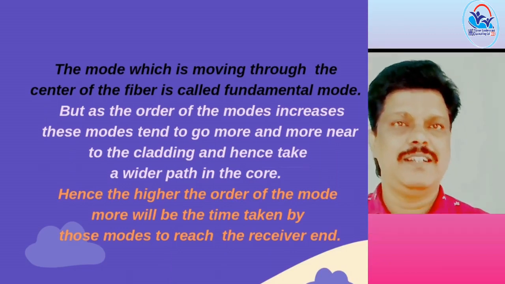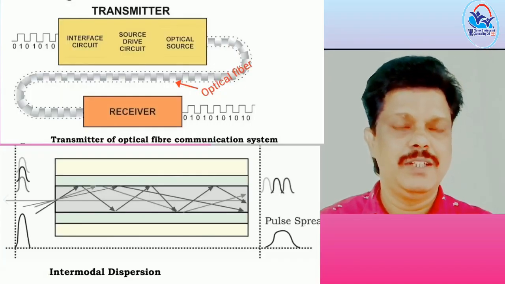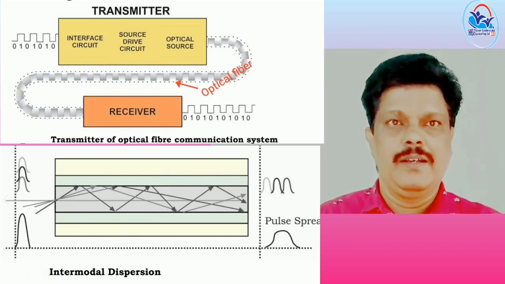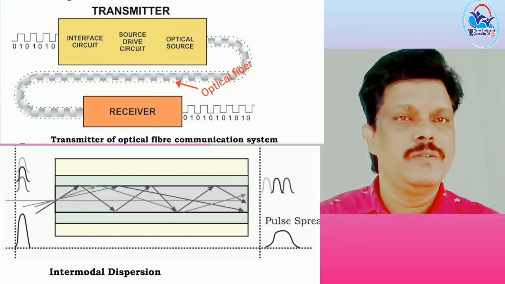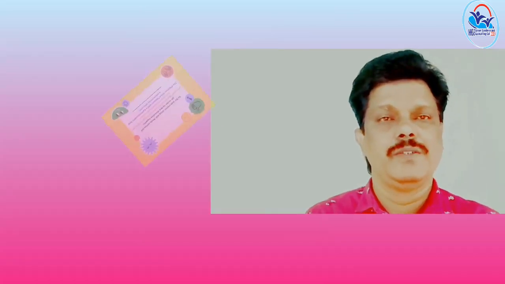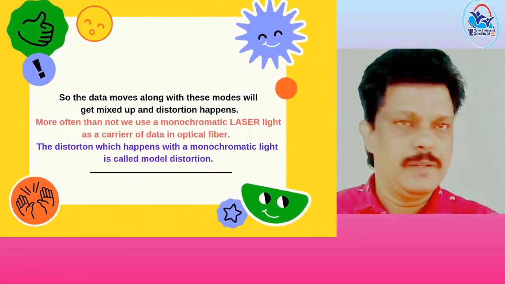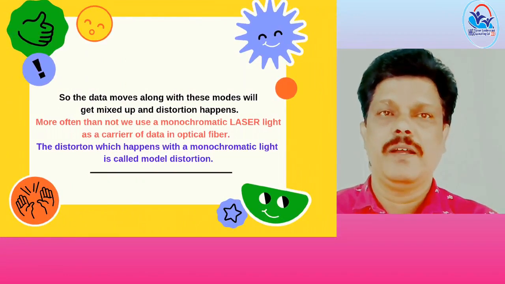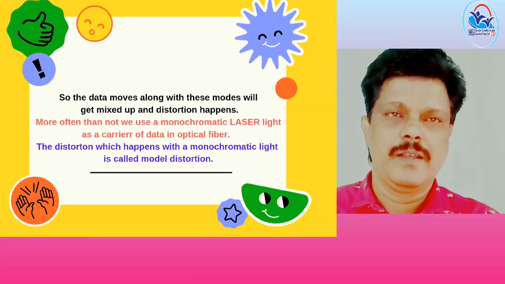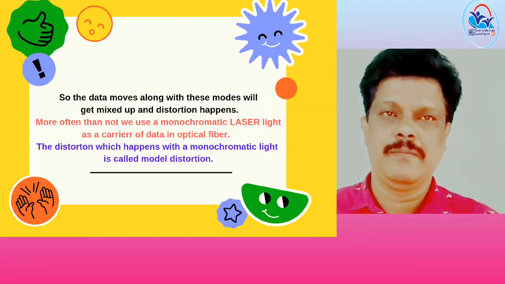We can understand that the higher order mode which moves towards the cladding will take a wider path while moving through the optical core. In that case, the higher order mode will take more time to reach the receiver end. So, the data which moves along with the different modes will get mixed up at the receiver end. This causes distortion.